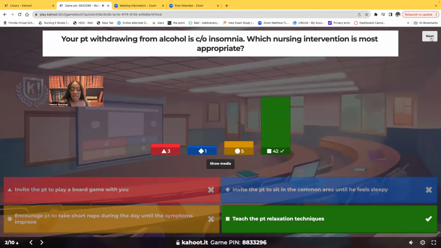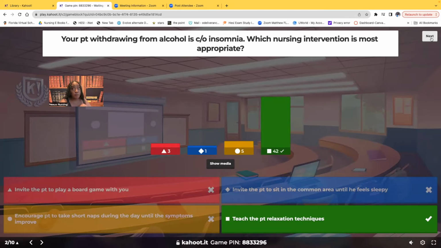Very good. Most of you chose to teach relaxation techniques because the patient is experiencing insomnia, right? And if you go back to the question, they tell you that the patient's withdrawing from alcohol. The fact that we know the patient's withdrawing from alcohol, we should already suspect the patient may be suffering from insomnia. I want to explain to you what's going on.